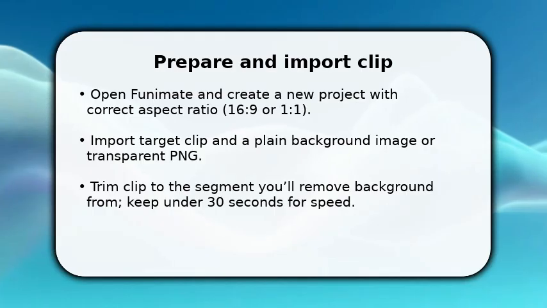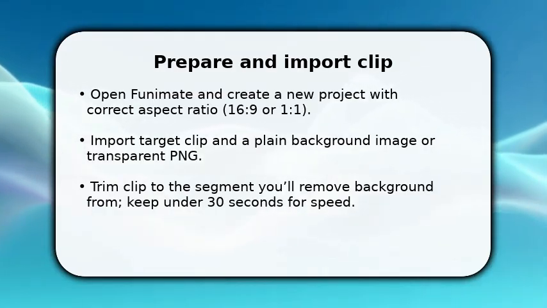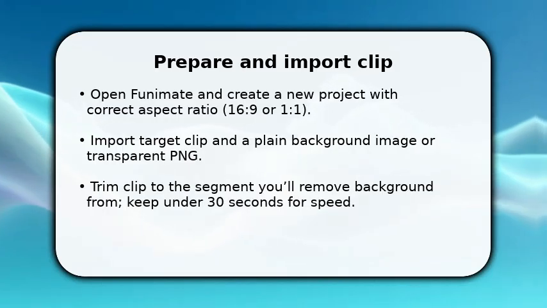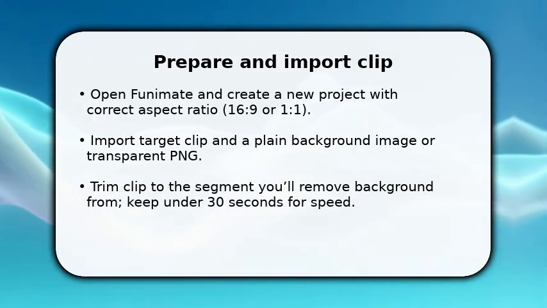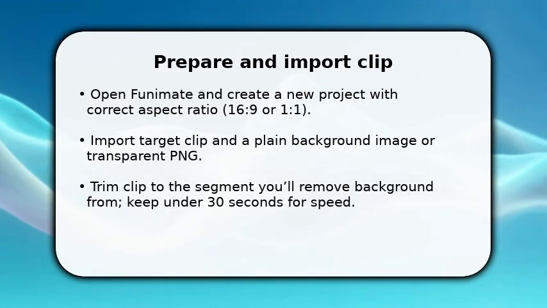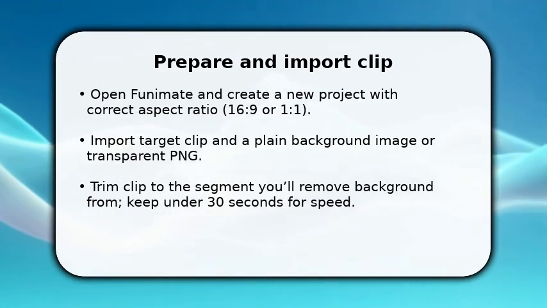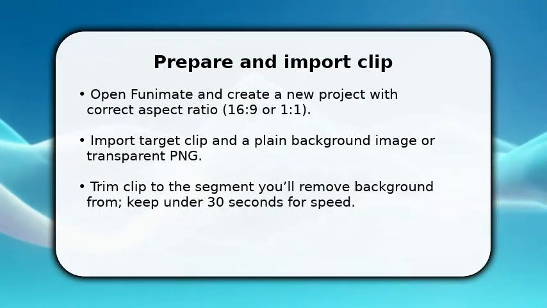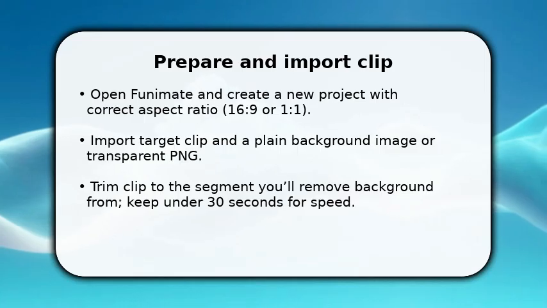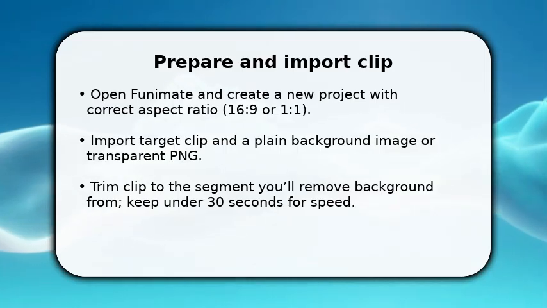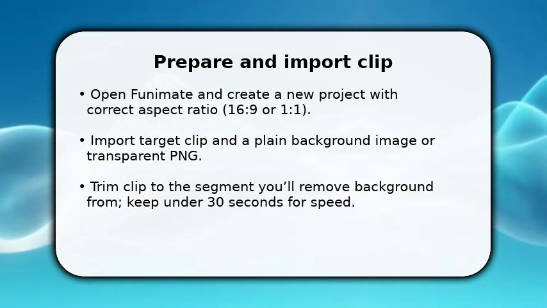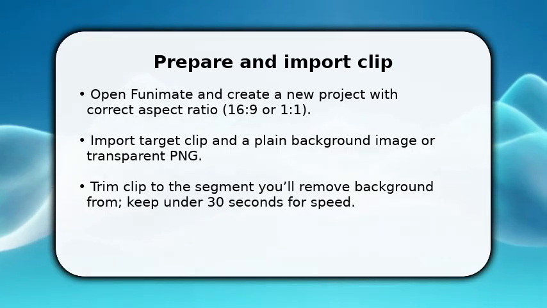You start by getting your assets ready so you can work fast. Open Funimate, set the project aspect ratio to match your output, then import the clip and a plain background or transparent PNG. You trim the clip to the exact segment you'll edit so processing is faster and more precise. Once done, position the background layer below your clip. Make sure to save or duplicate the clip layer as a backup before proceeding so you can revert if needed.